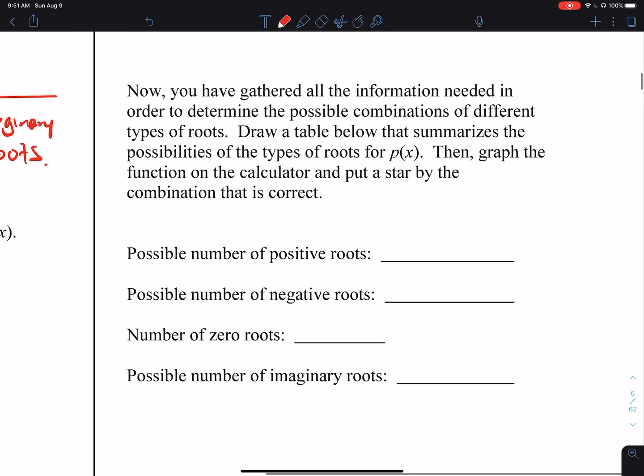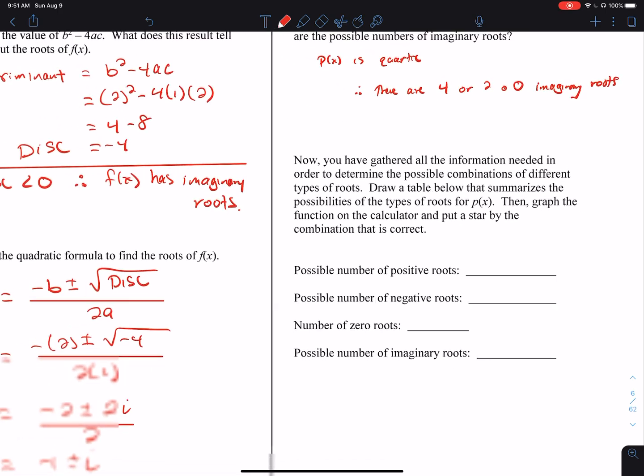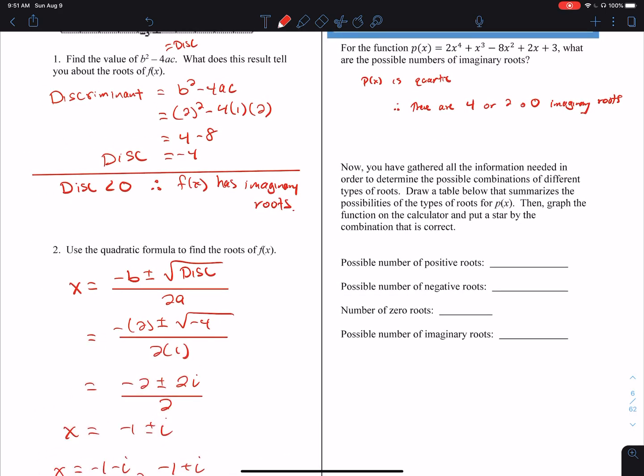Now that you've gathered all the information needed in order to determine the possible combination of different types of roots, draw a table that summarizes. Tell you what, we will save this for the last part of our notes, which is putting together everything we've learned from this section. How many roots are there? How many are positive? How many are negative? How many are 0? And how many are imaginary?